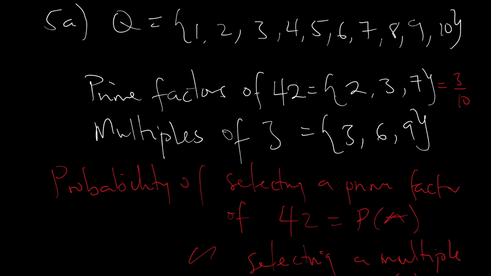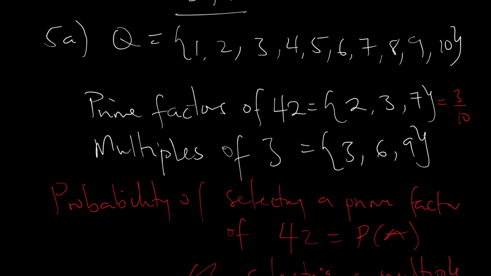So we know that probability is equal to the number of events over the total number of samples. And we have 3 prime factors of 42. So should we pick a prime factor of 42 from our set Q, we can pick it 3 times. So we can either pick a 2 or pick a 3 or pick a 7. So there are 3 events from this set when we are picking a prime factor of 42.